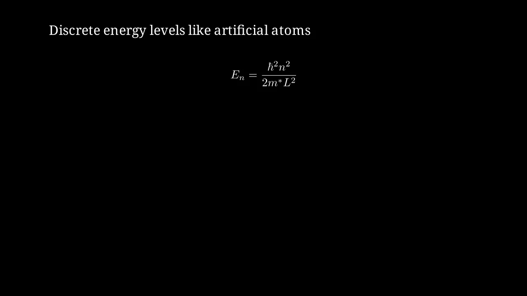For a simple model, the energy levels scale as E_n equals h bar squared n squared, divided by 2 m star L squared, where h bar is the reduced Planck constant, m star is the effective mass, L is the dot size, and n is the quantum number. The gate voltage can tune these energy levels up and down relative to the chemical potential of the source and drain. This allows us to control when electrons can tunnel onto the dot.